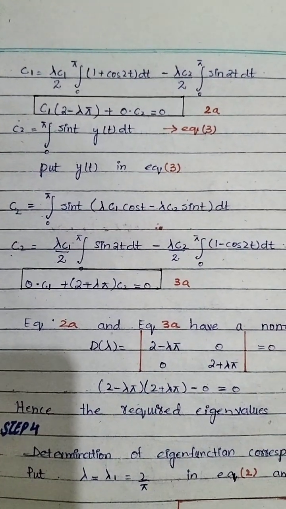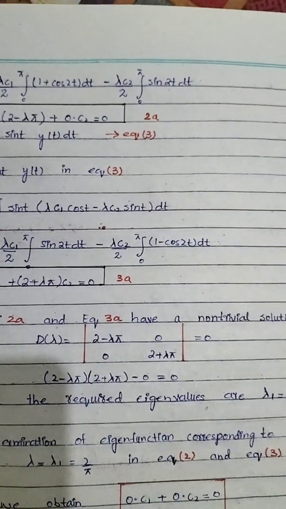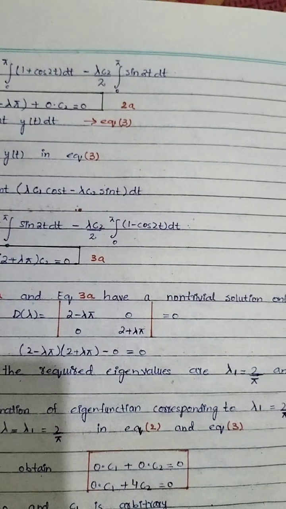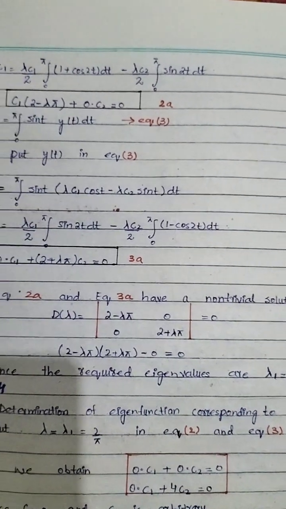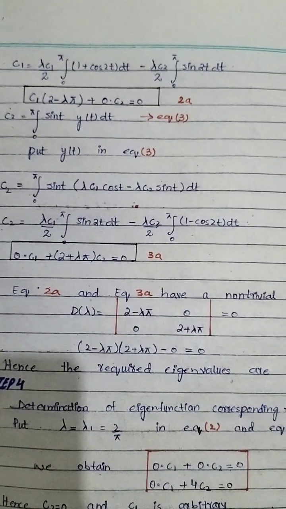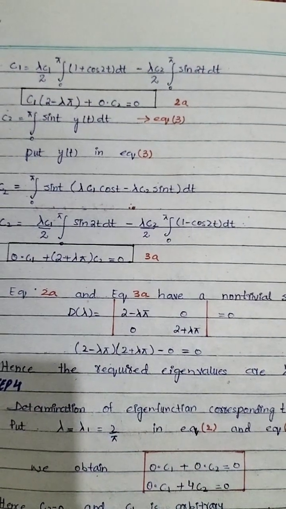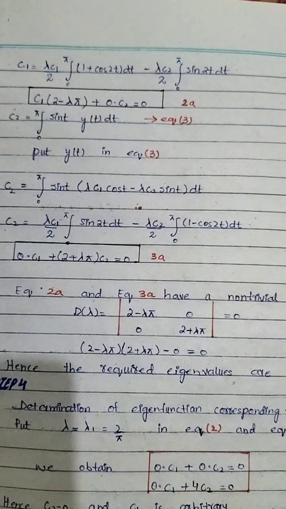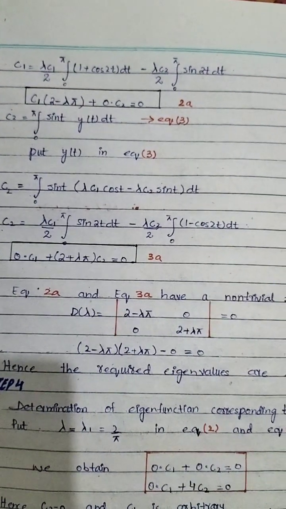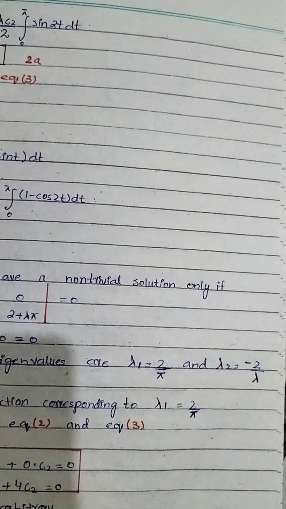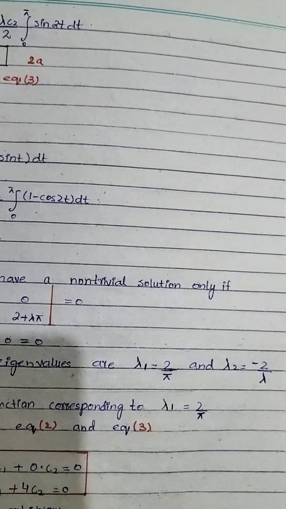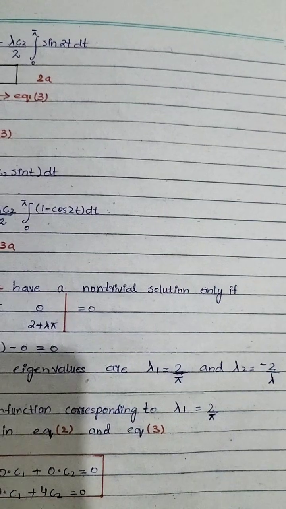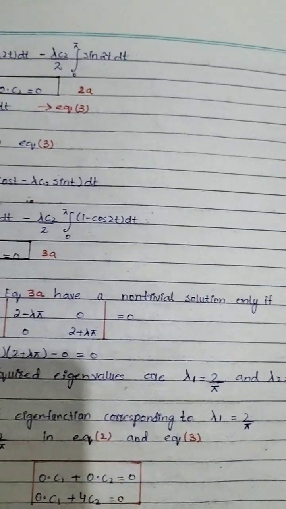Now from equations 2a and 3a we have non-trivial solutions only when D of lambda is equal to 0. D of lambda, putting in values using 2a and 3a, is the determinant with entries 2 minus lambda pi, 0, 0, 2 plus lambda pi. After multiplying using the property of determinants, we get the eigenvalues lambda 1 and lambda 2. Lambda 1 is equal to 2 by pi and lambda 2 is equal to minus 2 by pi.